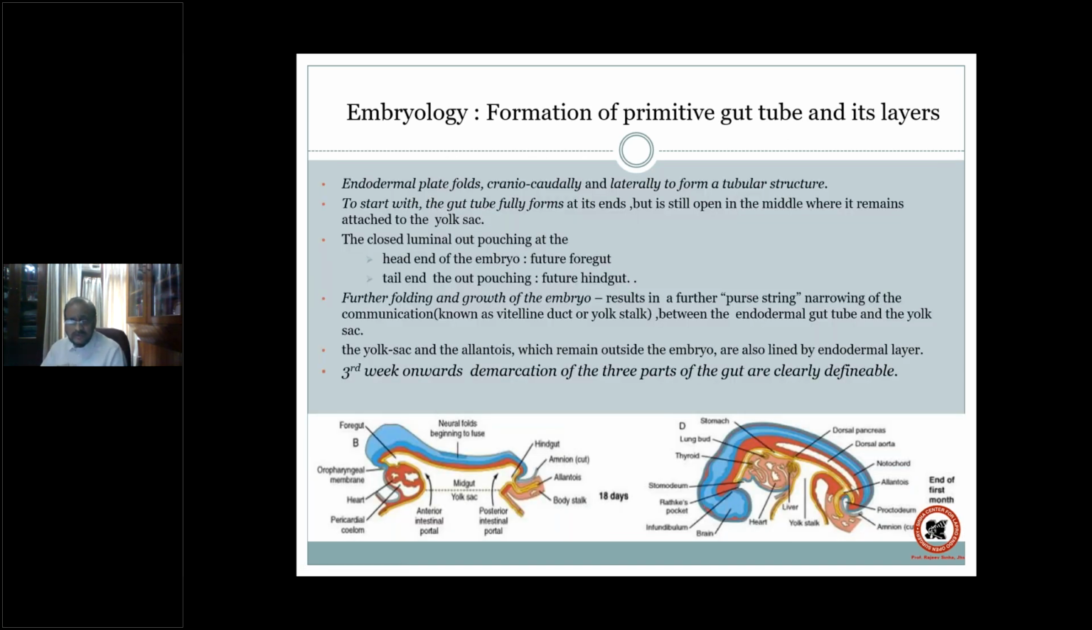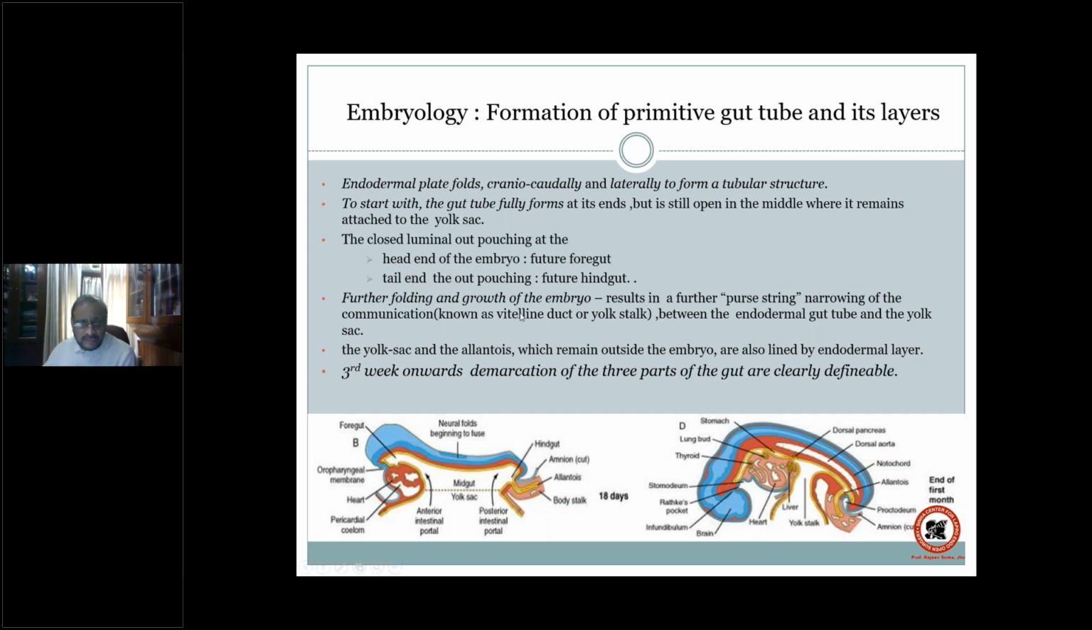So what happens when this endodermal layer starts folding? It folds in two directions. One, it folds craniocaudally, and number two, it folds laterally. So this lateral and craniocaudal fold ultimately gives it a tubular structure. To start with, the tube usually forms fully at the cranial end and at the caudal end. So at the head end of the embryo, you've got the future foregut, and at the lower part, you've got the future hindgut. So these tubes form first.